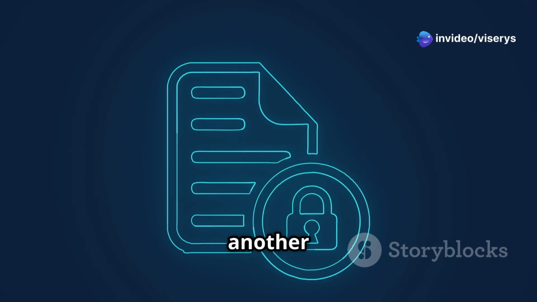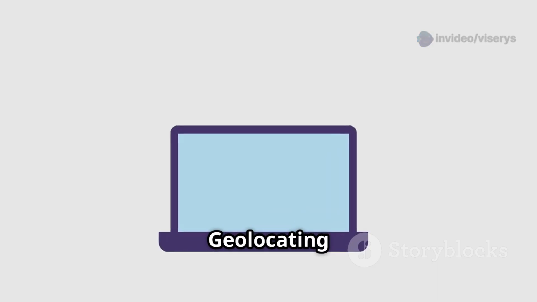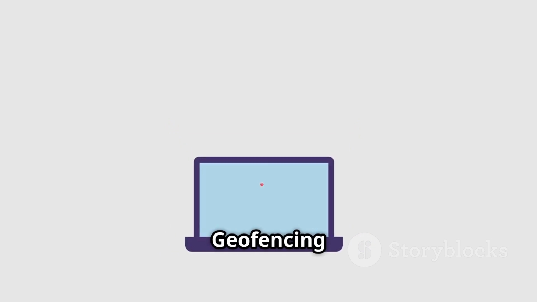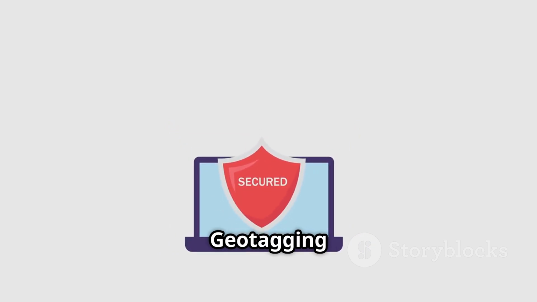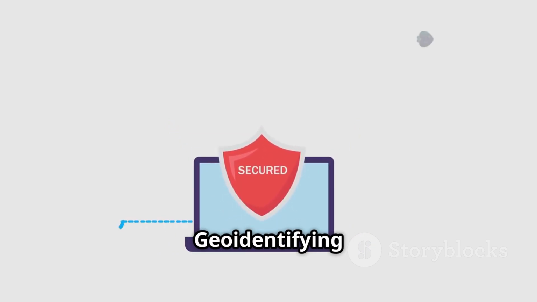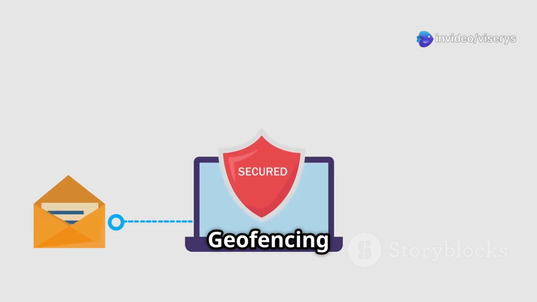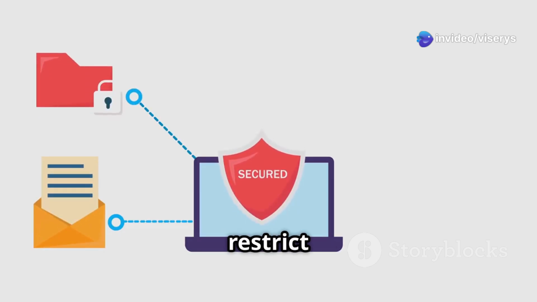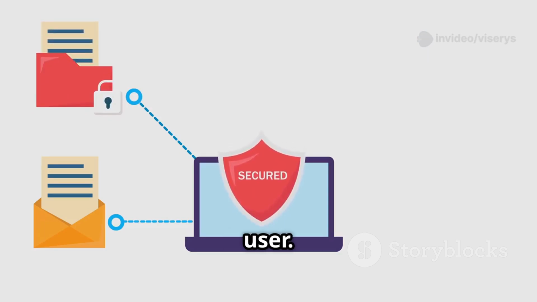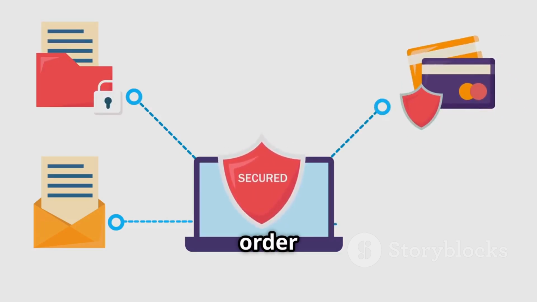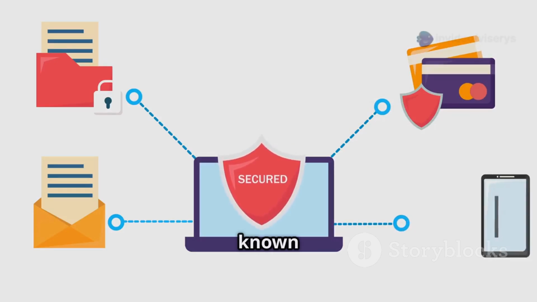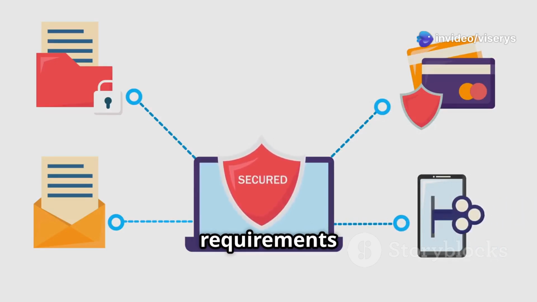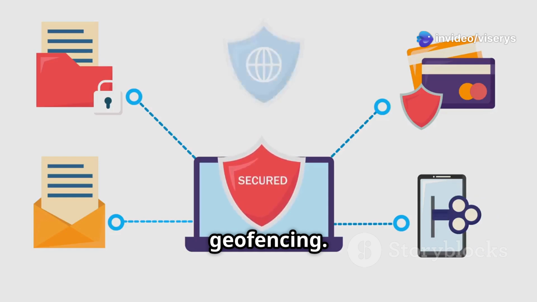8. What is another name for geographic access requirements? A. Geolocating. B. Geofencing. C. Geotagging. D. Geoidentifying. Answer: B. Geofencing. Explanation: A control technology can be used to restrict data based on the location of the user. This requires that the user be in a specific location in order to access the data. This is known as geographic access requirements, or more commonly, geofencing.